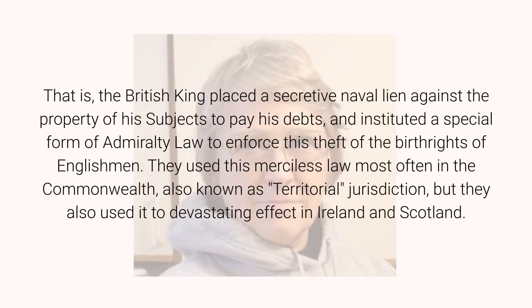That is, the British King placed a secretive naval lien against the property of his subjects to pay his debts, and instituted a special form of Admiralty Law to enforce this theft of the birthrights of Englishmen. They used this merciless law most often in the Commonwealth, also known as Territorial jurisdiction, but they also used it to devastating effect in Ireland and Scotland.